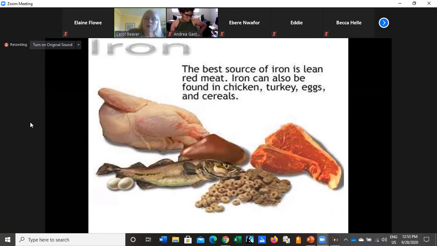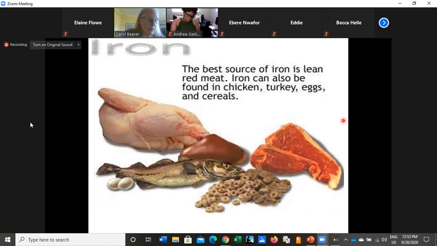Okay, so here we go with our iron. Our best source of iron is lean red meat, and iron can also be found in chicken and turkey and eggs and cereals, and that has to be fortified cereals. So iron absorption is enhanced by vitamin C.